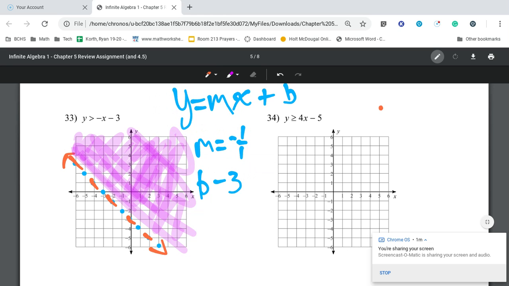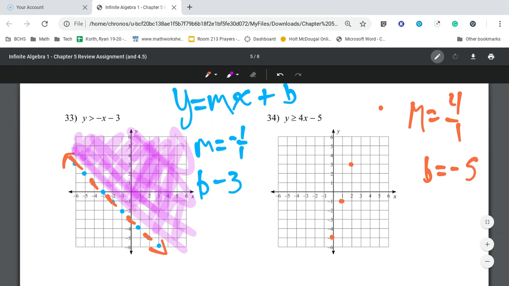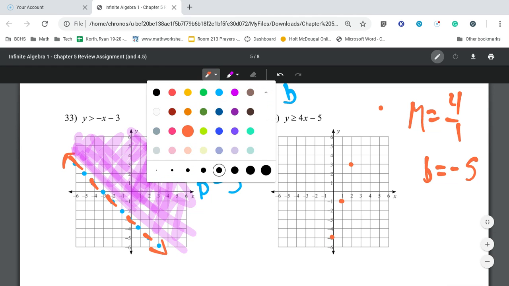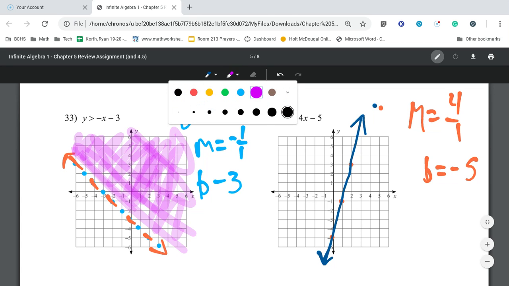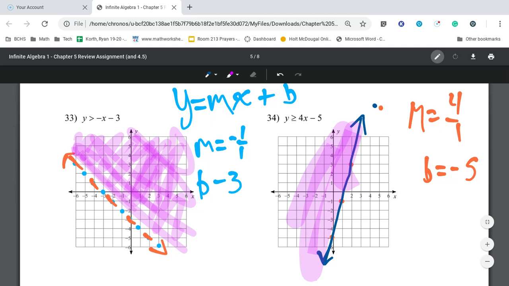All right, next one. Slope is 4 over 1. Y-intercept is -5, so we'll start at -5. We'll go up 4 and over 1. We'll go up 4, over 1. Can't go up 4 anymore, so we're done there. Looks like a solid line this time because it's got the equal to. It's greater than again, so we're going to shade above the line. And we're done.